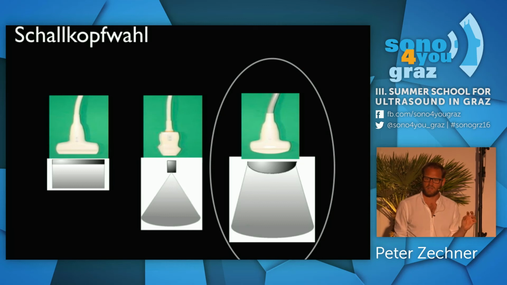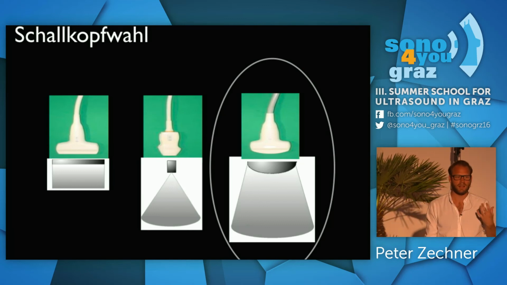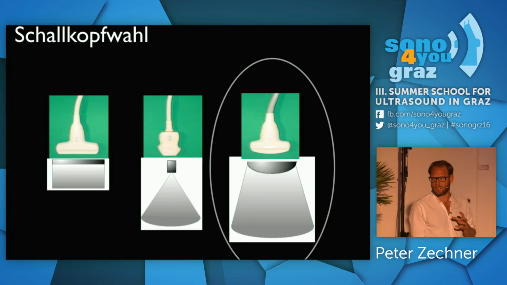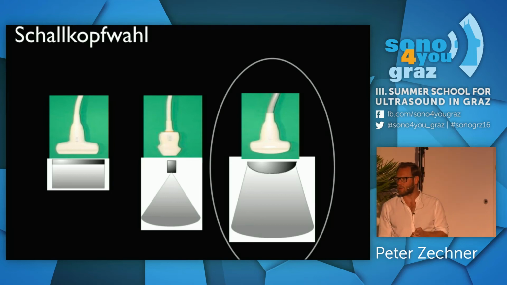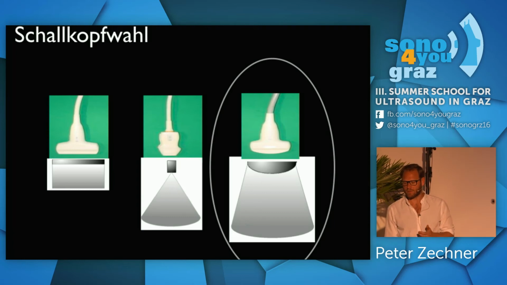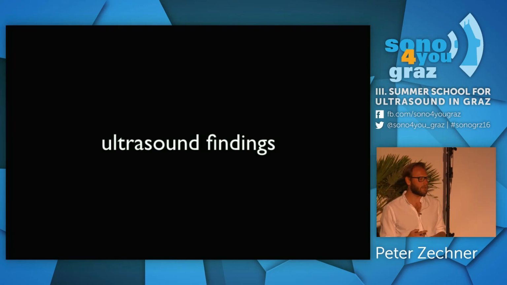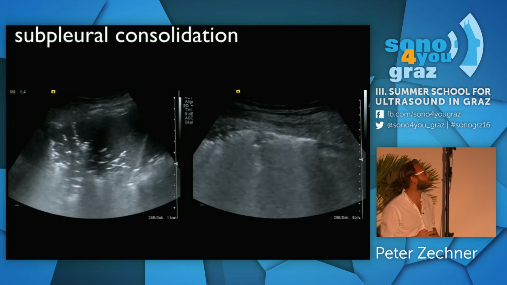But of course, if you want to see very small consolidations, the linear probe is the best because we have the best image quality in the very, very superficial structures. Which findings do we find on ultrasound exam in patients with pneumonia?